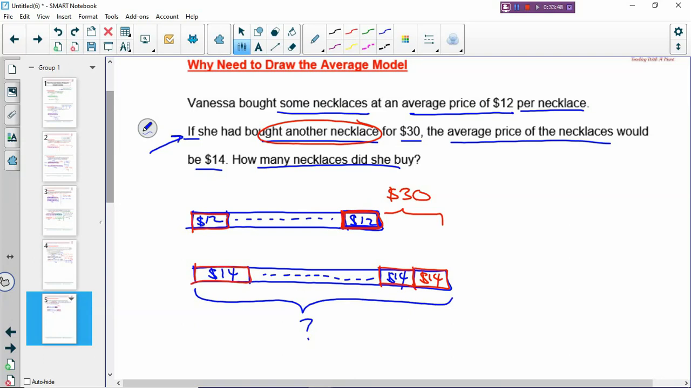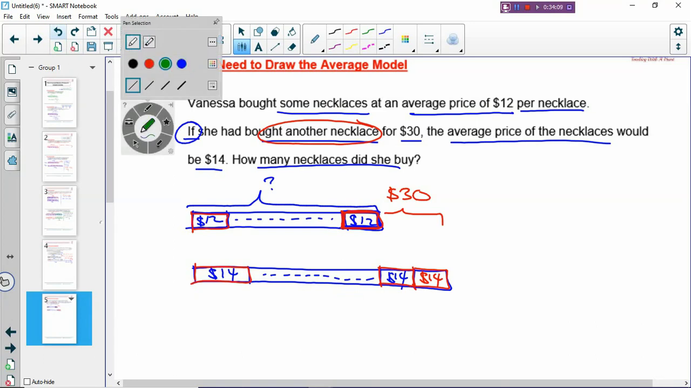So your question mark must be where? Your question mark must be over here, before she bought another one. So if she had bought another necklace, "if" means hasn't bought yet. So your question mark should be on top and not below. Okay, and we are done. So we can now solve the problem already.